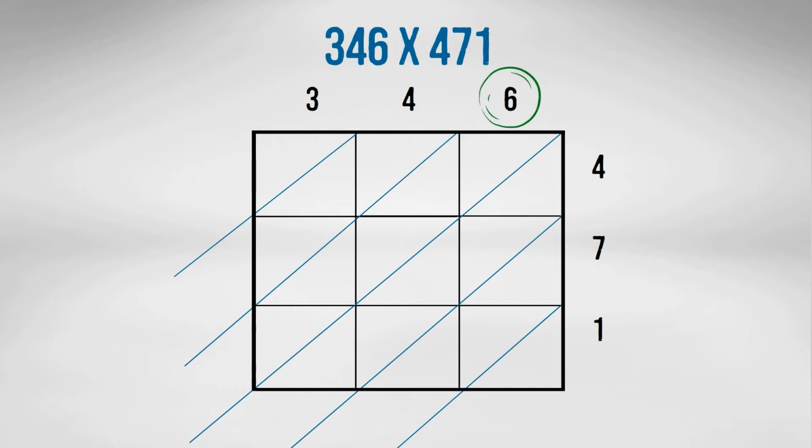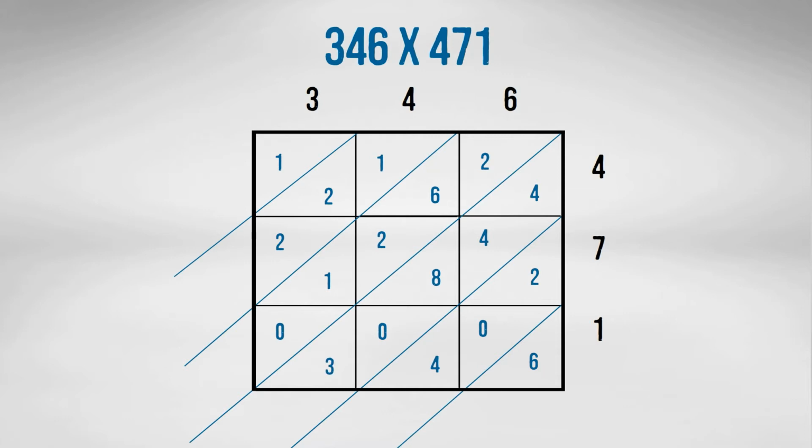First, I multiply 6 times 4 to get 24. I put the 2 in the top of the grid box and the 4 below the line. Now I multiply 4 times 4, which is 16, and then 3 times 4, which is 12. Complete the same process for all boxes. Notice that when the multiplication produces a single digit, we put a 0 in the top half of the box. This provides students with a holding place.